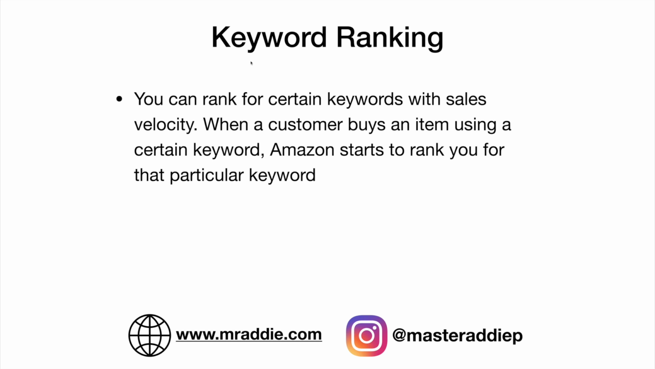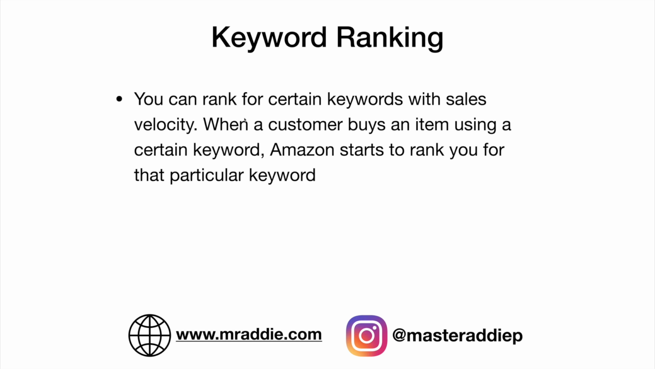Right, moving on. How do your keywords rank? Well, you can rank for certain keywords with sales velocity. The more you sell with a particular keyword, the more you start ranking for that particular keyword. So for instance, a customer types a particular keyword like in October we wear pink, then they scroll around, they keep searching for a t-shirt to buy, they stumble across your t-shirt, they like it, they buy it, and because they've entered the keyword in October we wear pink initially and they found your t-shirt and bought it, Amazon will start ranking you for that particular keyword. Does that make sense? And the more people start buying your t-shirt with that particular keyword, you start ranking higher and higher, and that's how it works, guys.